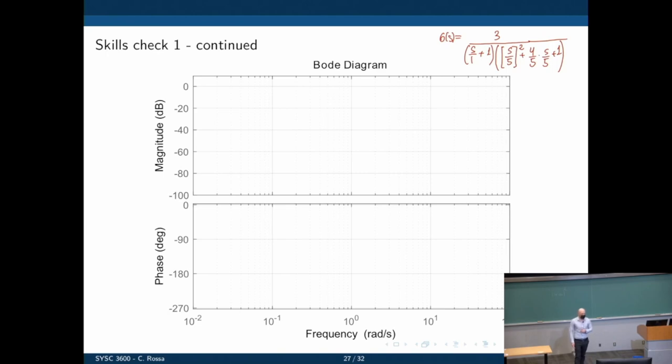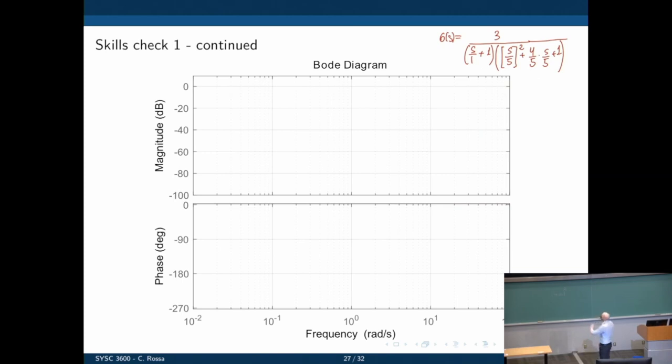So instead, let's do this the other way, where we just look at the low frequencies and then start increasing the frequency. In the process, we add the poles and zeros that we encounter along the way. If you go to the very low frequencies, we are to the left of all poles and all zeros. The only thing acting on the Bode plot is the constant gain 3. Right?